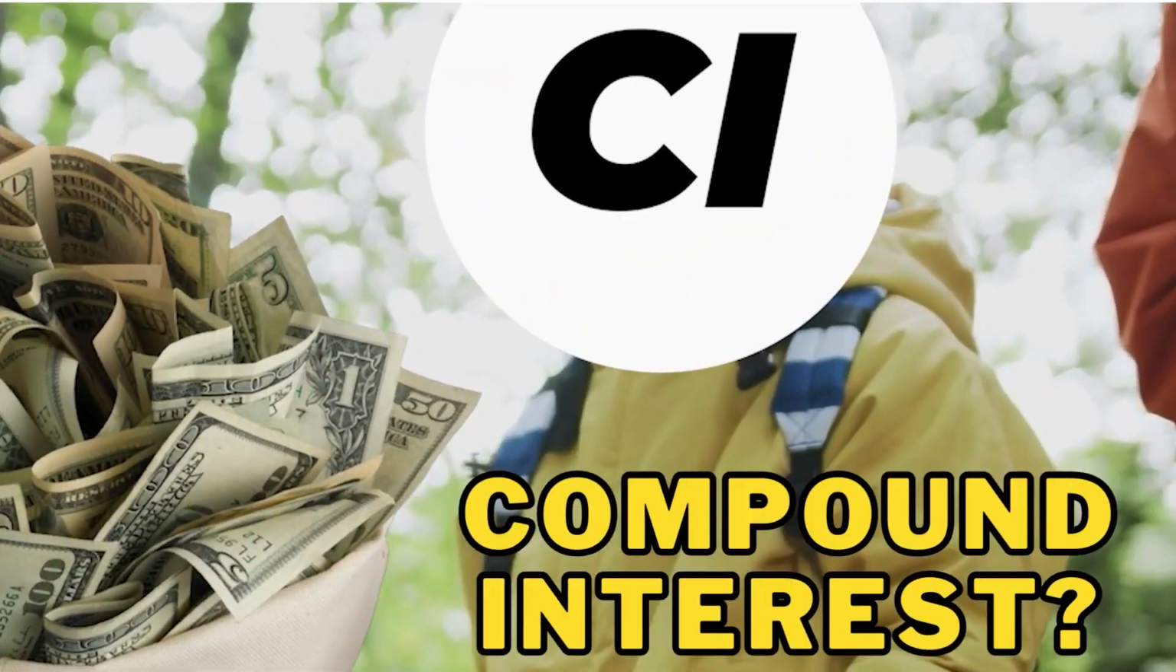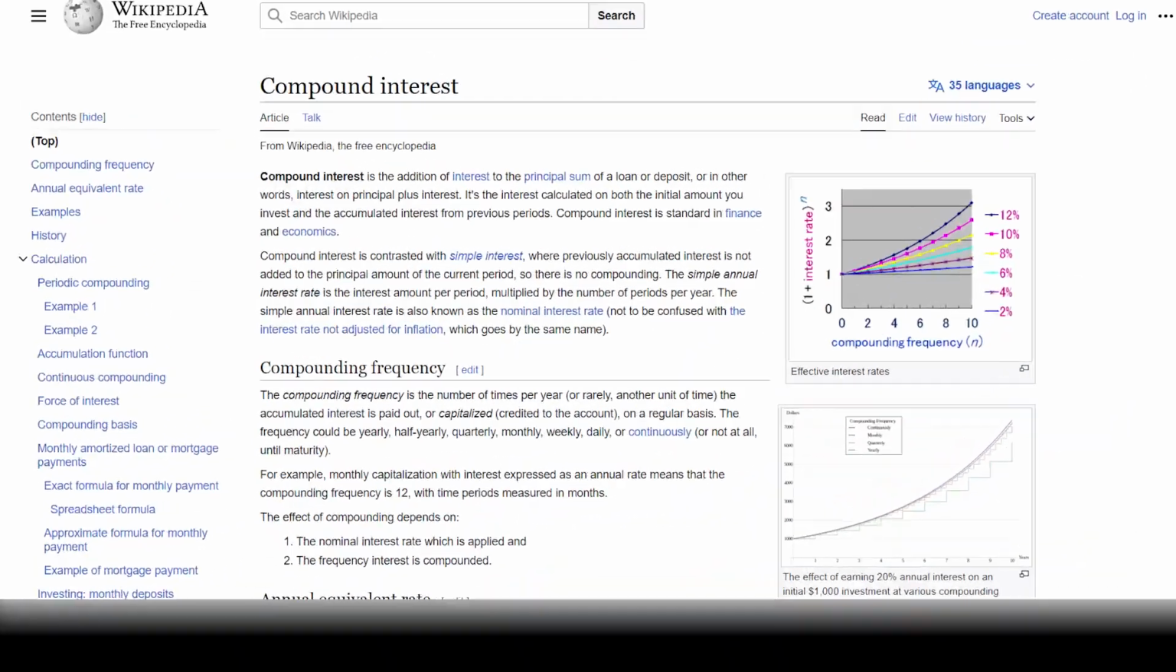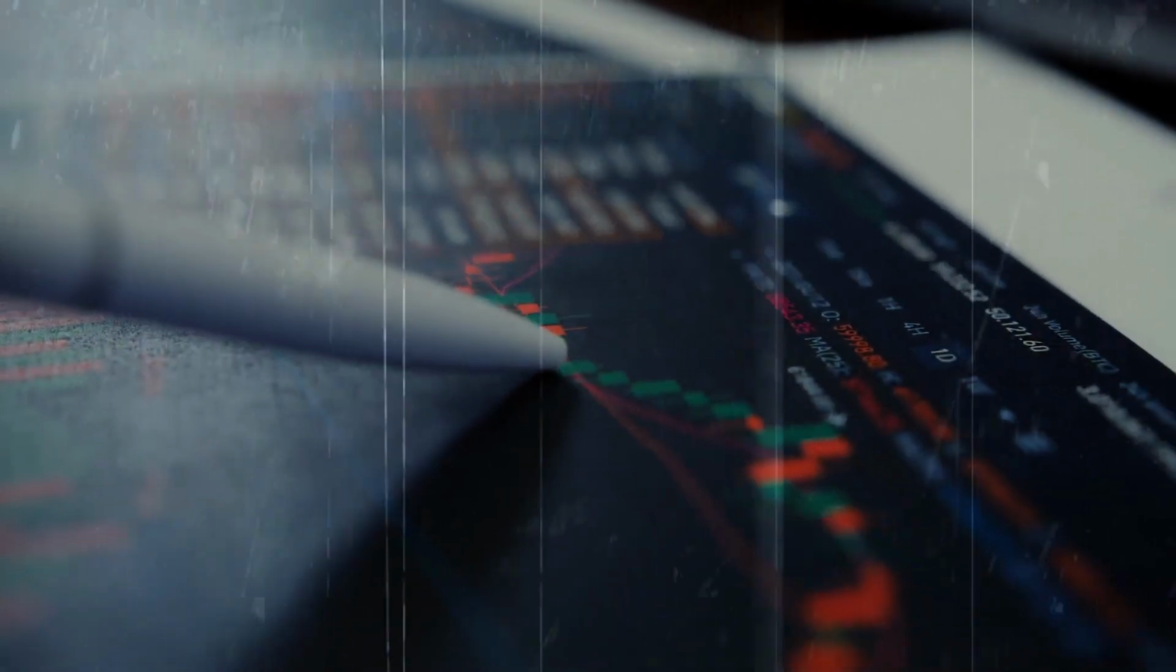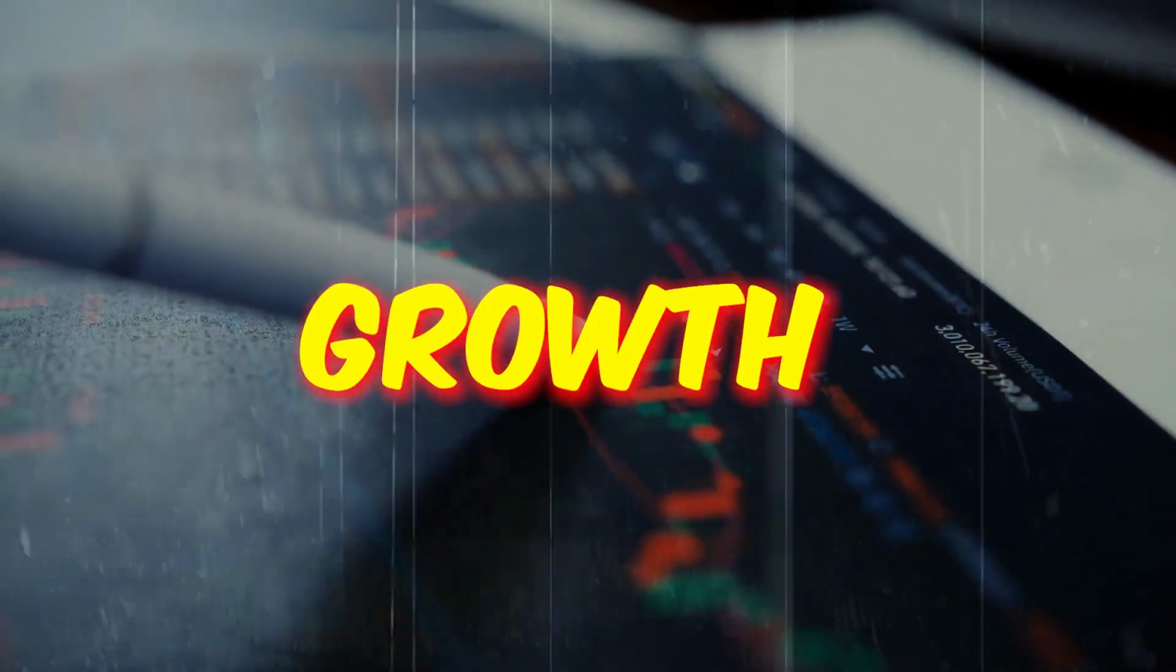But what exactly is compound interest? Well, it's the interest calculated on both the initial amount you invest and the accumulated interest from previous periods. The beauty of compound interest lies in its ability to generate exponential growth over time.